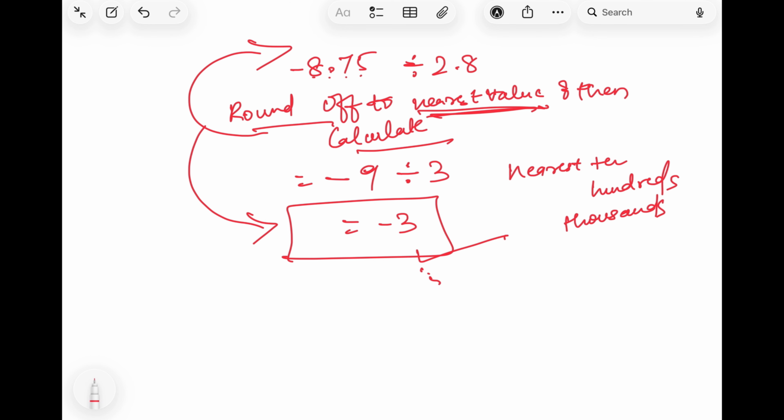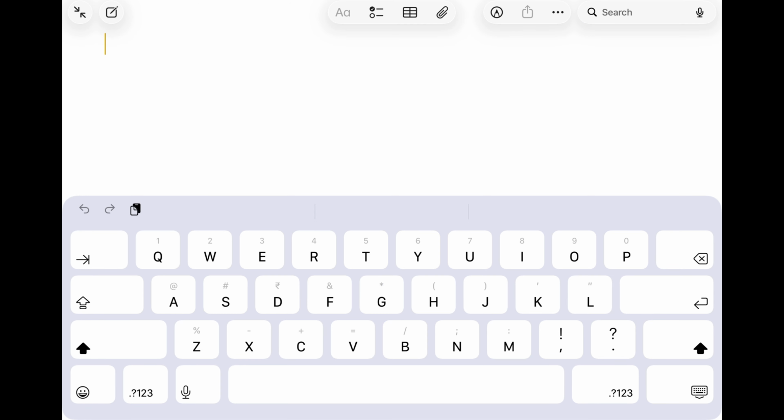So that's it for the calculations of integers. Okay, this calculations part is this much only. Now we will start with the third subtopic, which is square root and cube root.